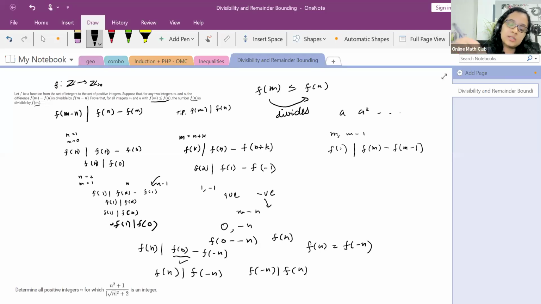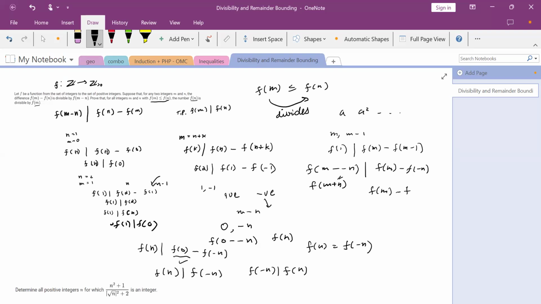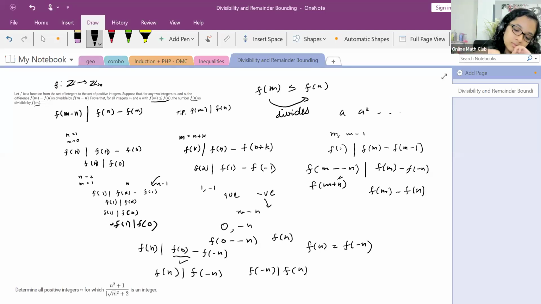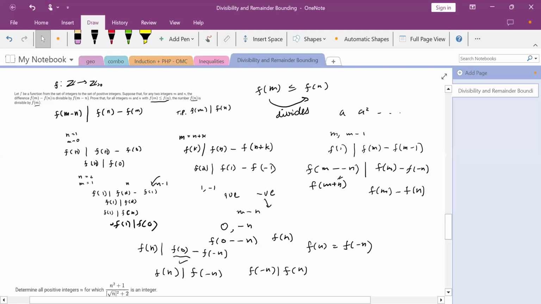Also, now since you have f of n is equal to f of minus n, if you have something like f of m minus minus n, this is f of m plus n, you get that this divides f of m minus f of minus n. But you can flip the sign of this, right? So we have that f of 1 is equal to f of 0. Why is that?